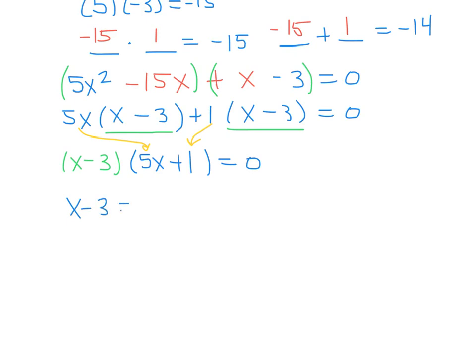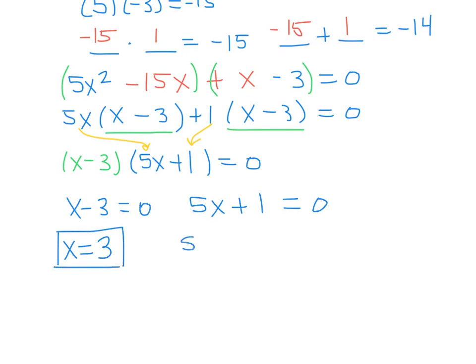x minus 3 equals 0. 5x plus 1 equals 0. And solving those gives us our solutions. x equals 3, and 5x equals negative 1. Divide both sides by 5. So we end up with x equals negative 1/5.